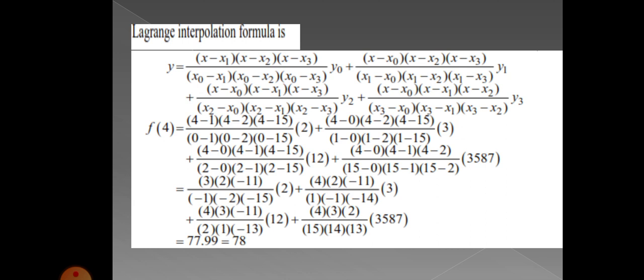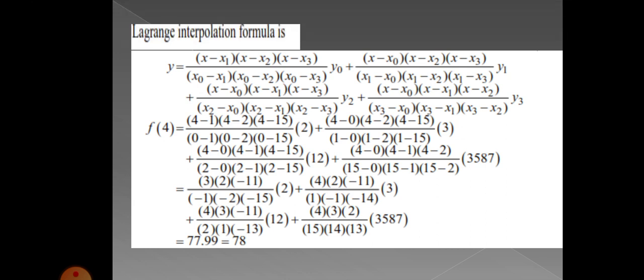What I already told: if a decimal value is given, it will be approximated to a whole value. That is why they have given 78. How does it come to 78? After the point, if you have more than 5, you have to add one to the value before the decimal point. That's why we are writing it as 78.